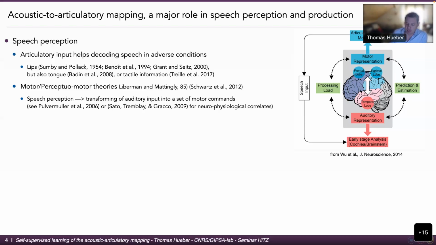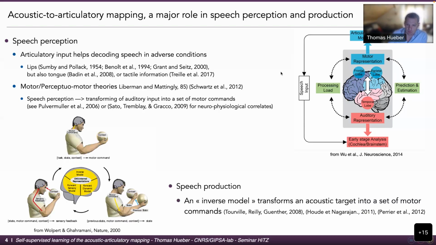So this is for speech perception. Now, when it comes to speech production, when we look at the literature on motor control and more particularly on speech motor control, we have many models, starting from the one proposed by Guenther, the DIVA model, or the one by Houde in the SFC model, or more recently by Perrier and colleagues. Most of these models of speech motor control assume the existence of what they call an inverse model. The inverse model transforms an acoustic target into a set of motor commands.